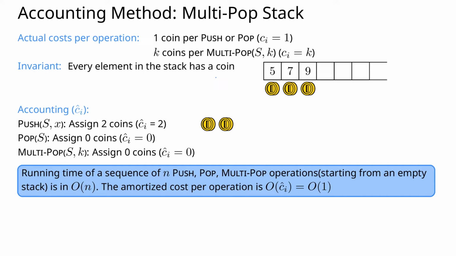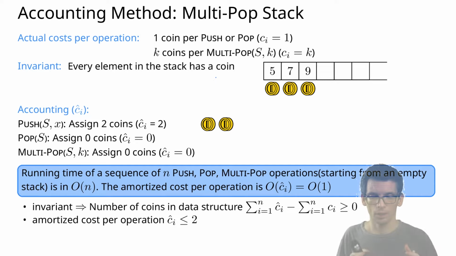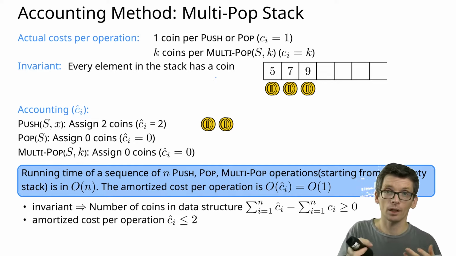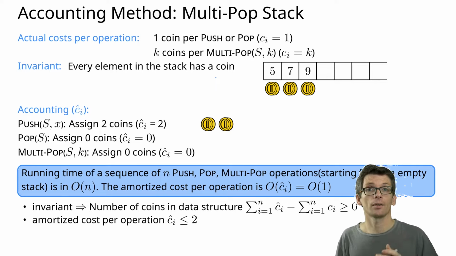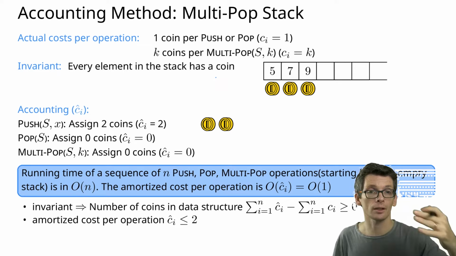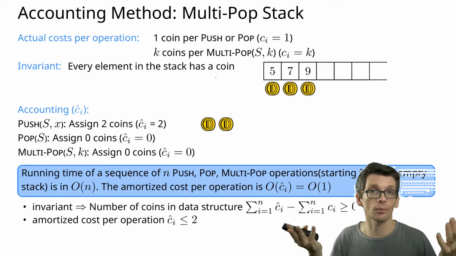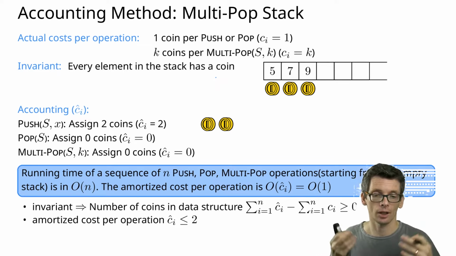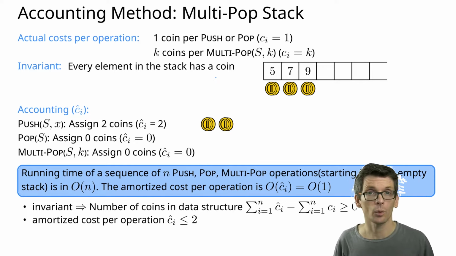The invariant that the number of saved coins is non-negative simply follows from the invariant that we phrased up there, that the number of coins that we have corresponds to the number of elements in the stack, and because there's always a non-negative number of stack elements, at least zero, we always have at least 0 coins.